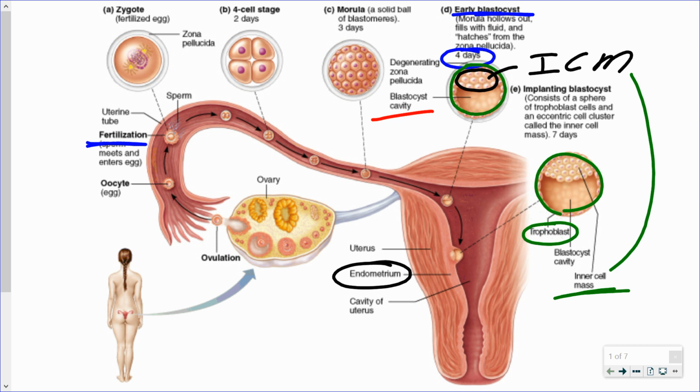The trophoblast is going to make contact with the endometrial lining. Once we have this contact, not only is it going to touch, but it's going to start to grow into the endometrium itself. This is the beginning of what we call implantation. This process of implantation takes about 6 to 7 days, and again, our reference point is fertilization. So implantation is initiated about 6 to 7 days after fertilization has taken place.